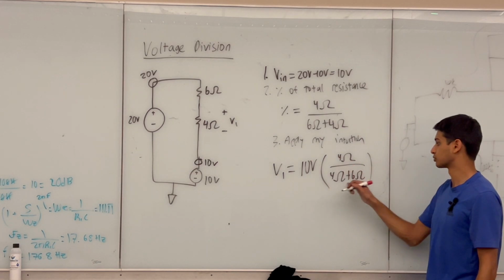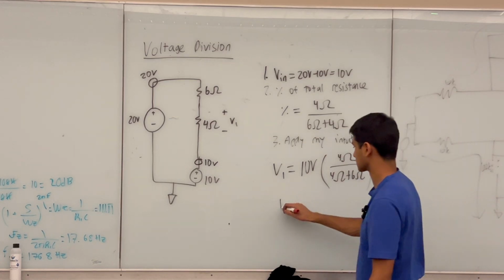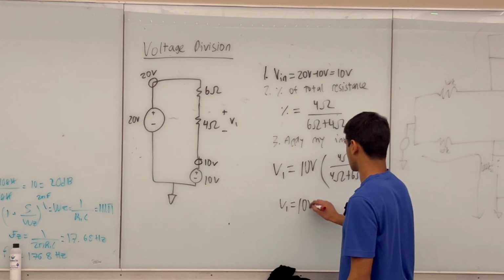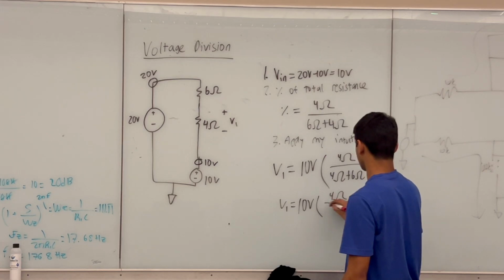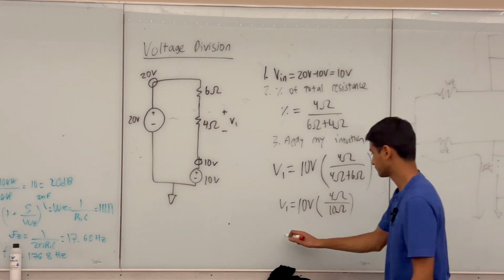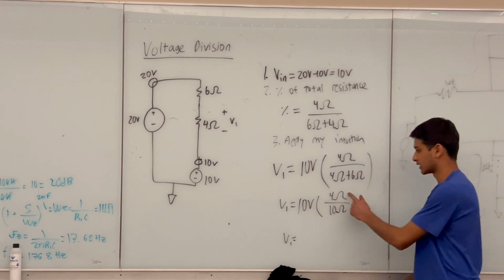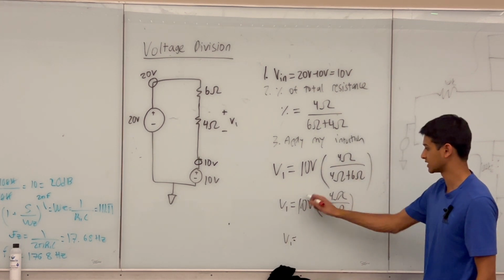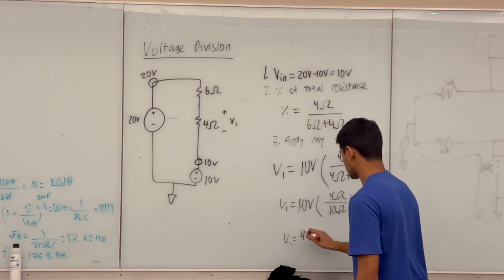So 4 plus 6 is 10. This is going to simplify to this, meaning that V1, if you just cancel out the ohms and also cancel out the 10, is just going to be equal to 4 volts.